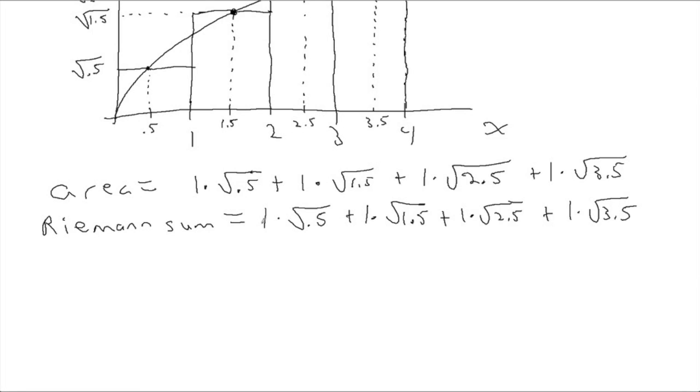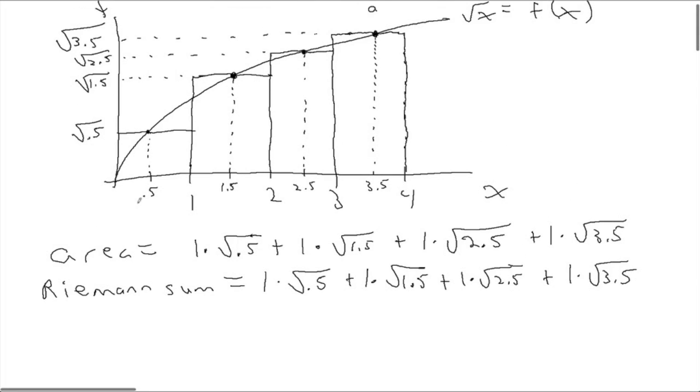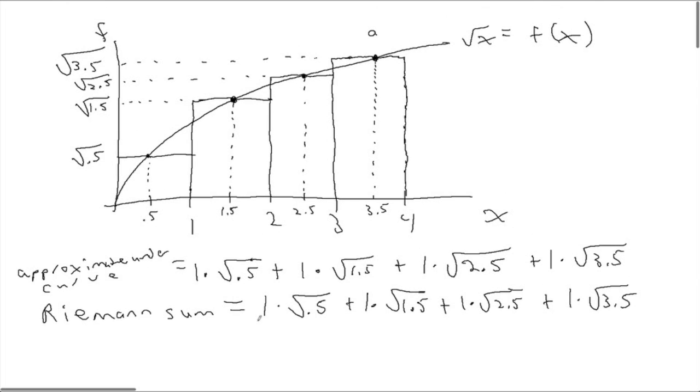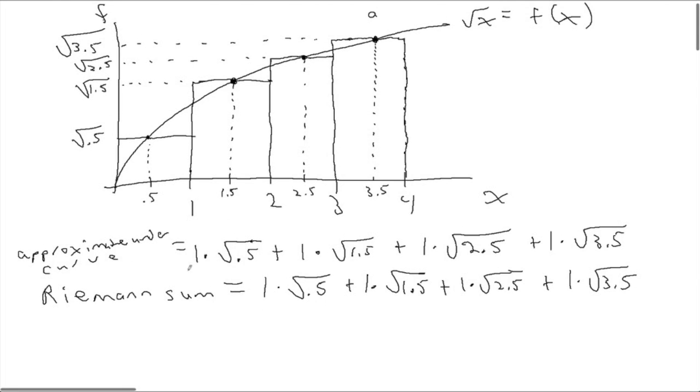So I should say this is the approximate area, not the true area. The approximate area under the curve is given by this, and that's what's called a Riemann sum. It's not the exact area, but it would get better and better as we increase the number of rectangles. So the calculations we've just been doing are called Riemann sums.